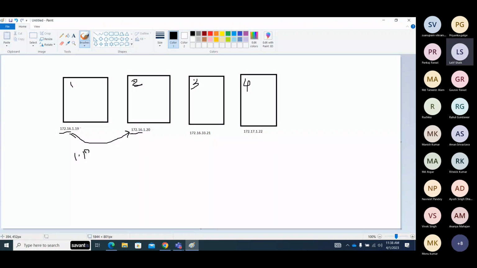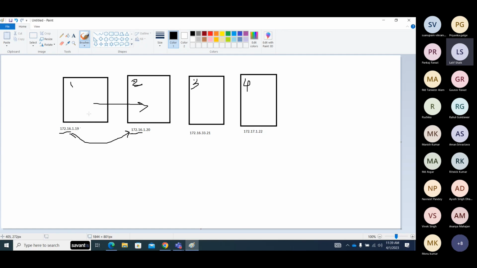For example, this is 1.19 host portion, this is 1.20. It's simply the next number, no problem. It is not required that both host portions be different, or it can be 1.19 or 2.19. Somewhere the host portion is different, that is enough. It is not compulsory to follow a sequence. Network portion is the same, so these two can communicate with each other.